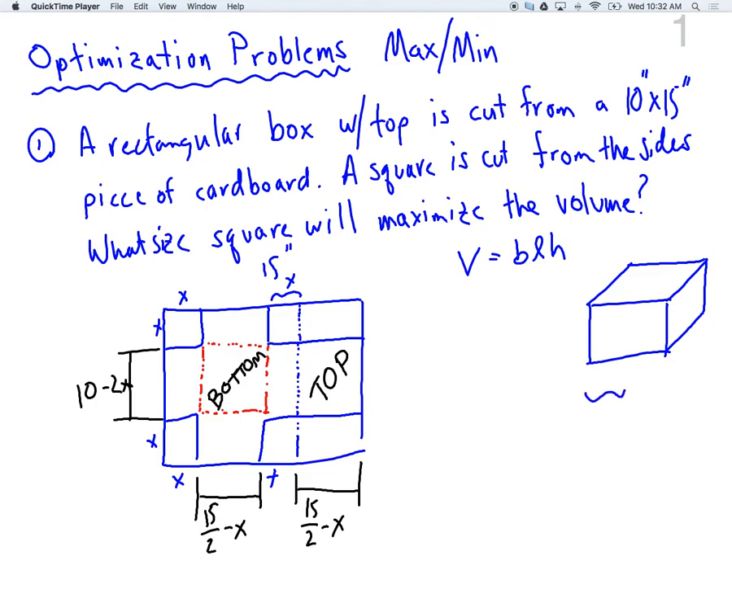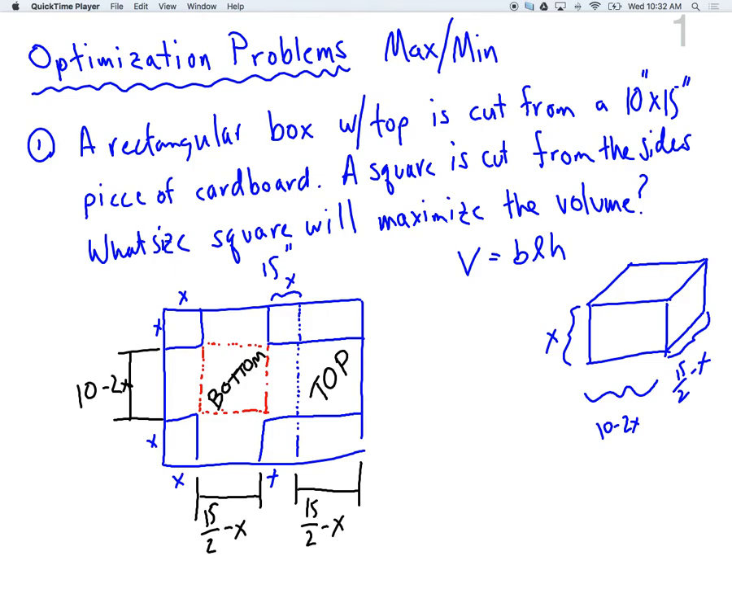How long is this side? 10 minus 2x. How long is this side? 15 halves minus x. And how tall is the box? x. Good. Okay, so let's stop for a second. Is everybody good with that? Are we clear? Good.